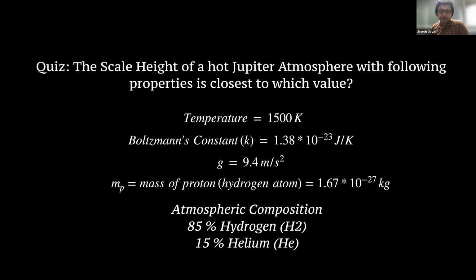But the main thing to take away from this is: look at the scale height of Earth's atmosphere, 8 kilometers, and look at the scale height of a hot Jupiter atmosphere, 570 kilometers. How much larger is it? More than 70 times. The hot Jupiter has a 70 times larger atmosphere than that of the Earth.